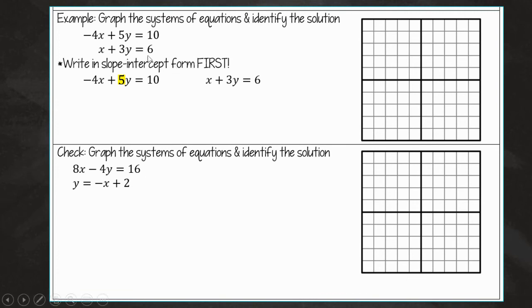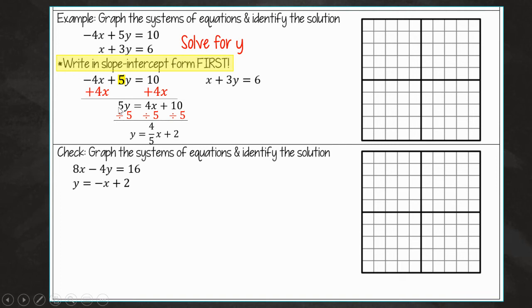So in this example, we were given equations, but neither equation is in slope-intercept form. So the first thing we need to do is write it in slope-intercept form, which means we're going to solve for y. In order to solve for y, we are going to add 4x to both sides, because remember, to solve for y, we want to get the y by itself. Once we add 4x to both sides, we get 5y equals 4x plus 10. Now, the y is still not by itself, so I'm going to divide each term by 5. And so I get y equals 4/5 x plus 2.